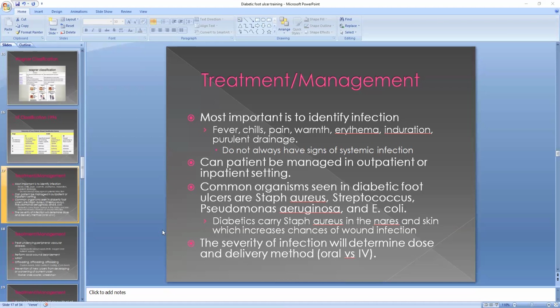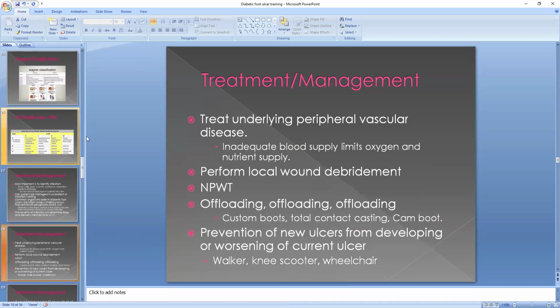And the severity of infection, of course, determines the dose and delivery method of the antibiotics, whether you go oral versus IV. A lot of times we try to overtreat because we know how volatile it can be for a diabetic foot ulcer. And then again, you want to treat the underlying peripheral vascular disease because inadequate blood supply will limit the oxygen and nutrient supply. So you can't get the antibiotics to the tissue if there's no circulation. The graft won't work if you don't have circulation, those kinds of things, right?